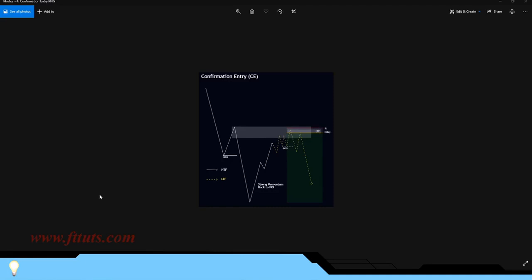Also, it is best used when taking a counter trend trade, right? So in this case, we can clearly see current momentum is to the downside. However, if the higher time frame market structure on the daily, 4 hour and 1 hour is pointing up, this would be a counter trend trade where you'd be trading these little retracements, right?